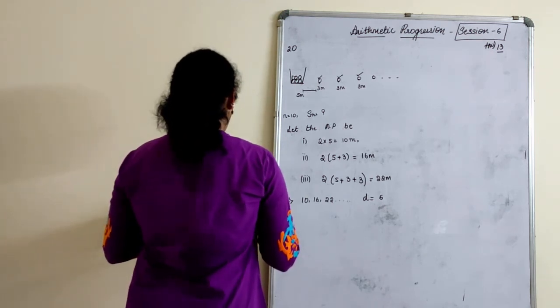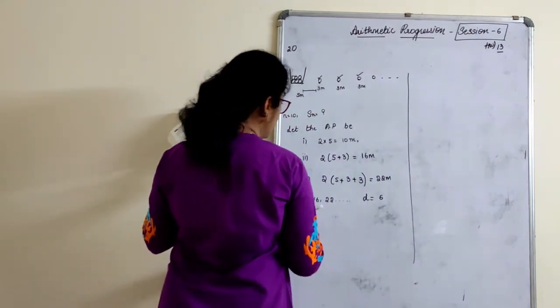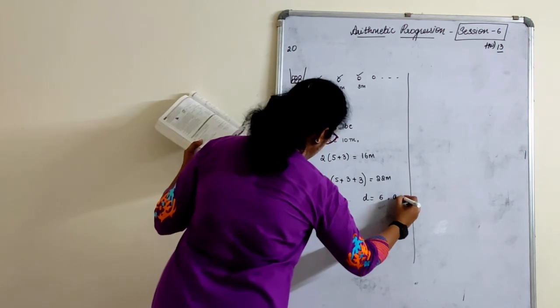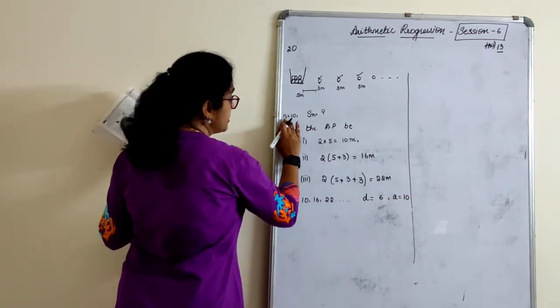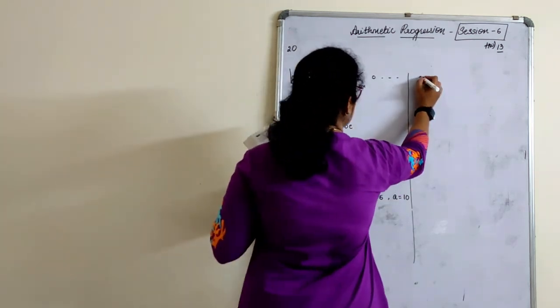Quickly. Now what do we have to find? We have to find Sn. We have all the information with us. We have a common difference. Oh, the first term is not written. First term is 10. Common difference is 6. N is equal to 10. Find the total distance run by the competitor.